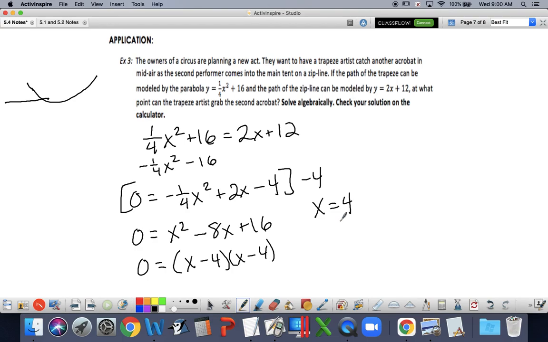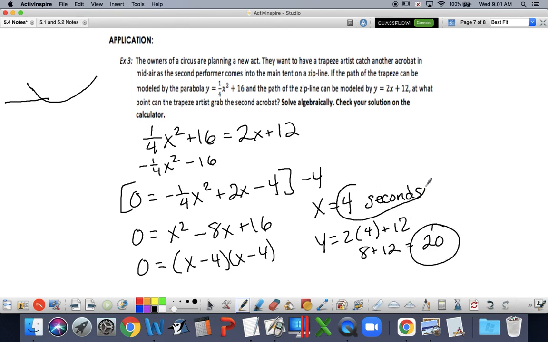So I'm assuming that x is going to be our time and y would be the height. So that tells me at 4 seconds, he should let go of his zip line and jump into the trapeze artist's hands. And if we wanted to figure out what the height would be, I could plug this into my equation. And I'm going to pick the easier equation, right? So I get 8 plus 12 equals a height of 20, whatever the units are, because I do not see it listed on this particular question.